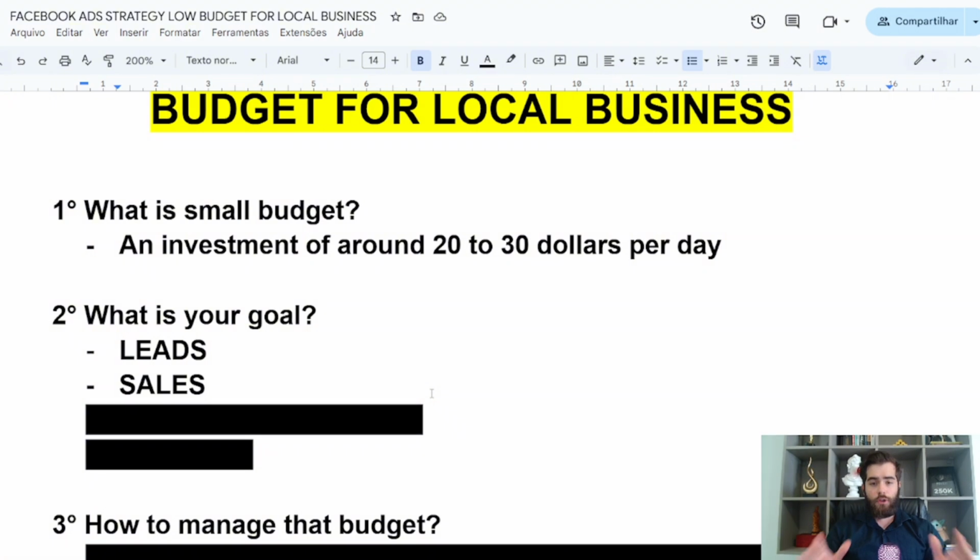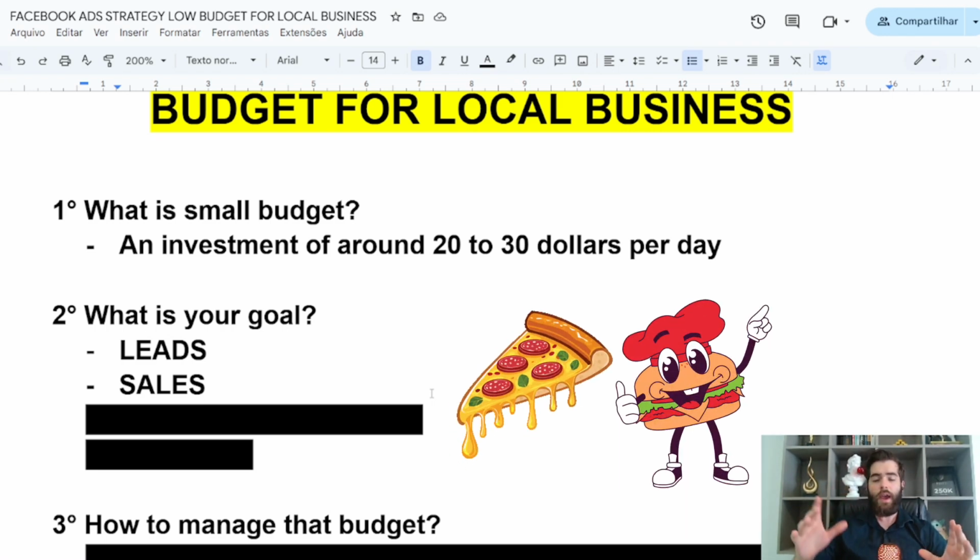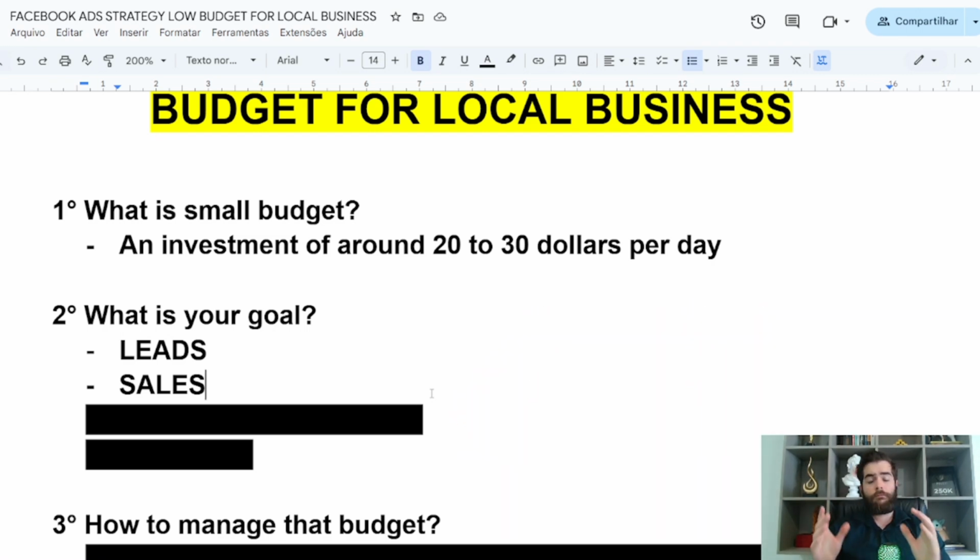And the second goal that you have to think about for your business is sales. If you have a specific local business that has the goal of sales, such as restaurants, I mean, you have a local business, you sell pizza, you sell hamburgers, that type of service, you can focus on sales. And it's something that is really tricky, because if you have to think about sales, you have to be more strategic about the offer that you want to sell.